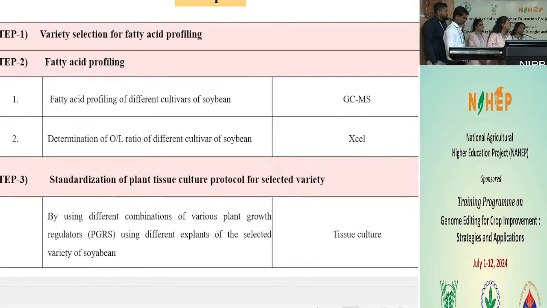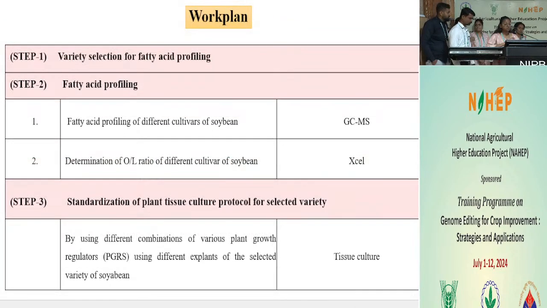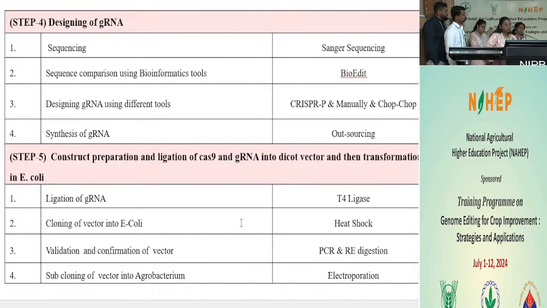And in the fourth step, for designing the guide RNA, first we are going for sequencing through Sanger sequencing. As Ashish already told, we are going to design the guide RNA. That is, we use primers from the data obtained through NCBI, and we will give for sequencing. After obtaining the sequencing data, we will use bioinformatic tools for designing the guide RNA like CRISPR and CHOPCHOP. After designing, we will send for synthesis of guide RNA by outsourcing.